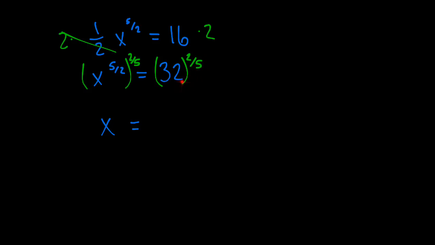Fifth root of 32 is 2. So then we just have 2 to that second power, which is 4.